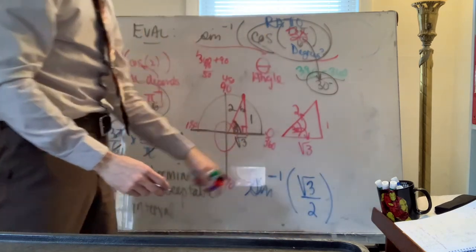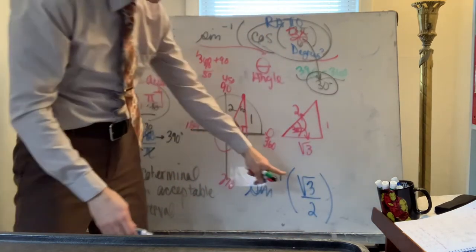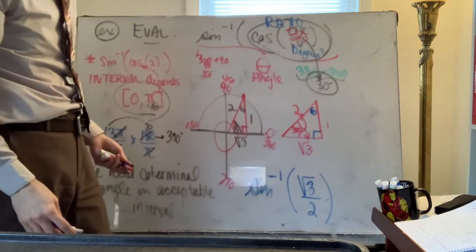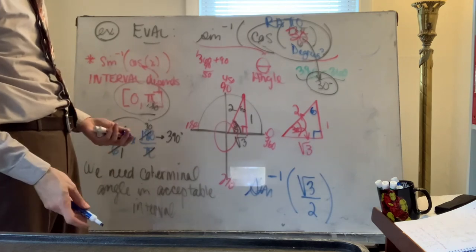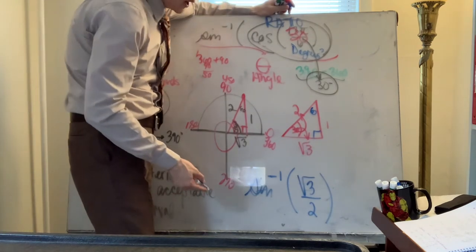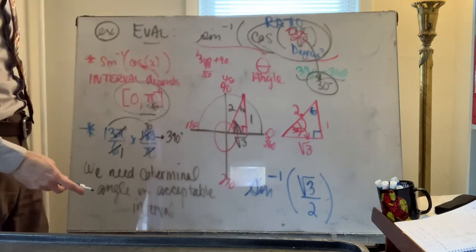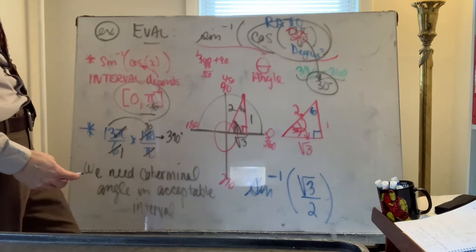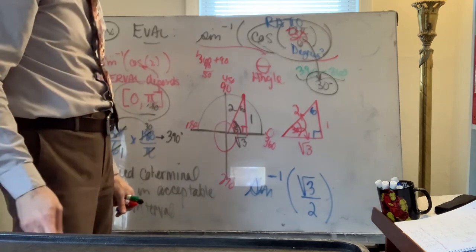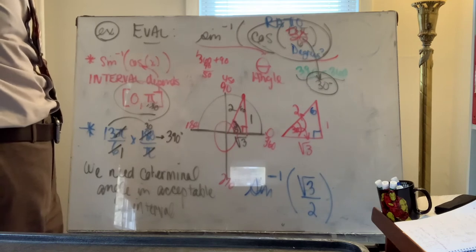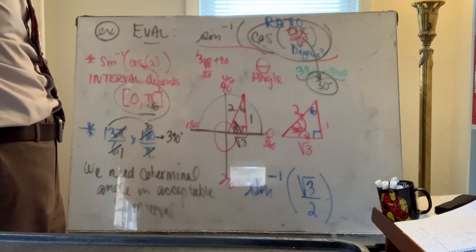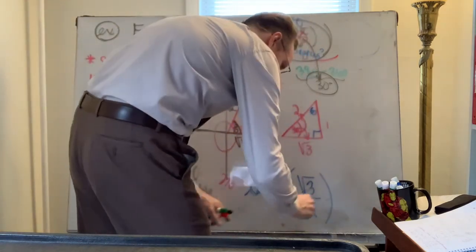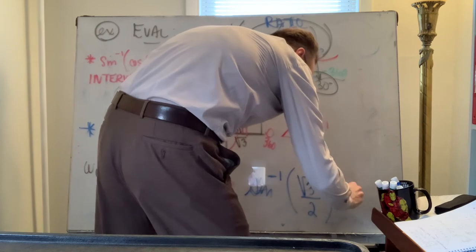You could enter that into your calculator, but being that it has the proportions of the 30, 60, 90 right triangle, you could figure out what the angle would be. Sine of theta, and in this context of sine, this is the opposite angle.